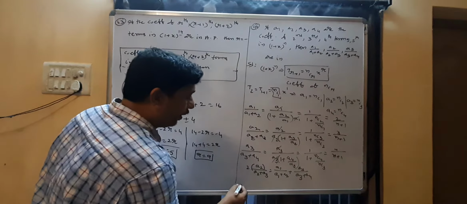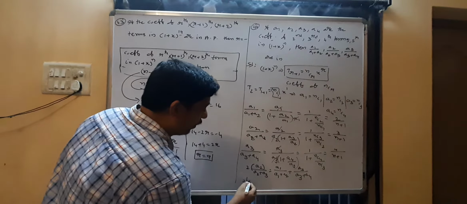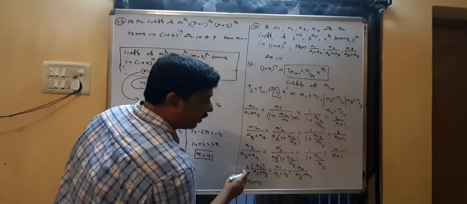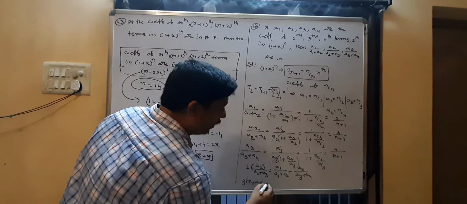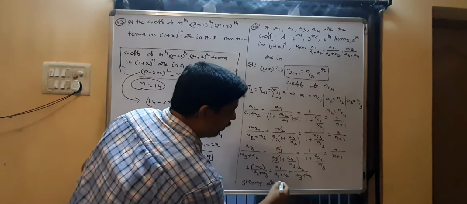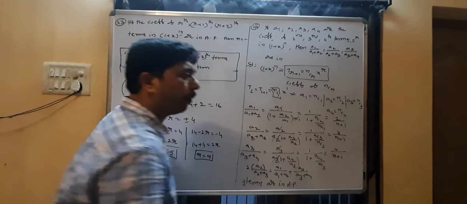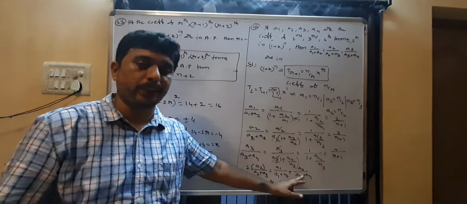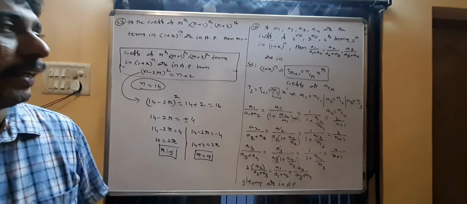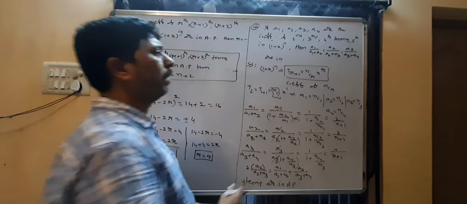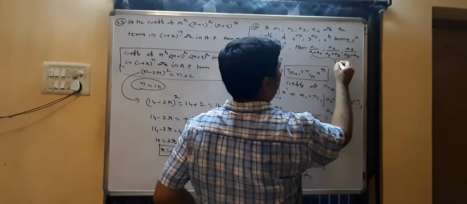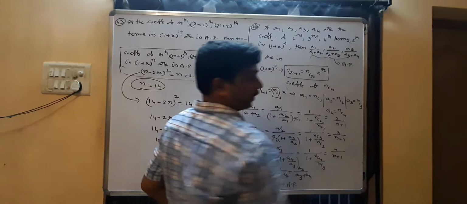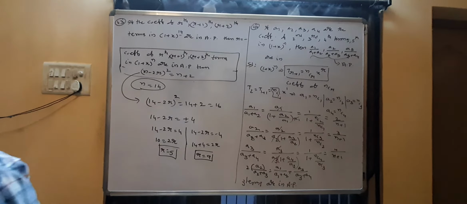The three terms are in AP. Three terms in AP are in the form 2B = A + C. So A, B, C are in AP. Those three terms are in the arithmetic progression here. Copy that solution.